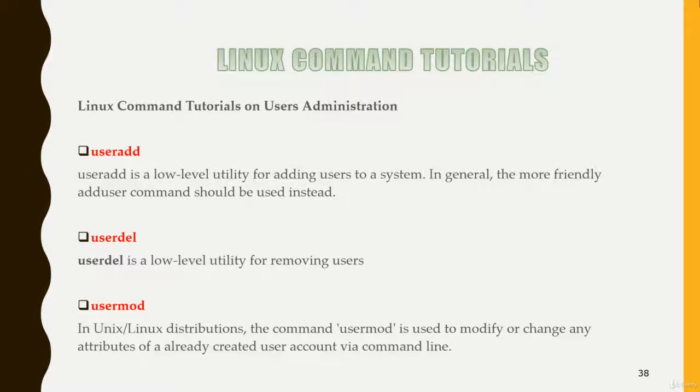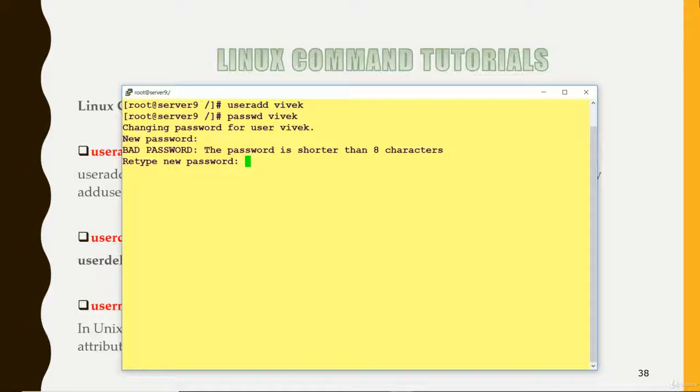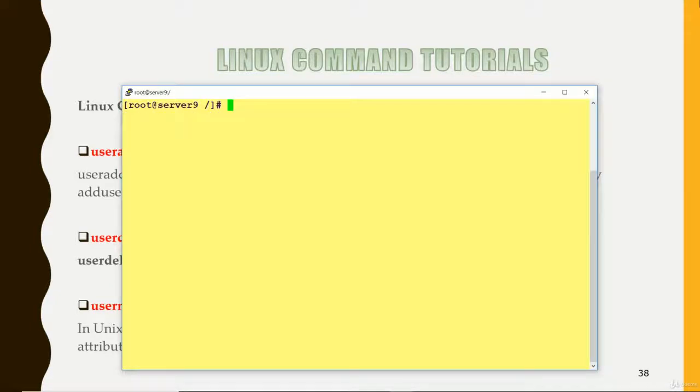In Unix or Linux distributions, the command usermod is used to modify or change any attributes of an already created user account via command line. Let me show you. Suppose I'm going to create a user first. I've created a user Vivek now, and let me give a password because it's always required whenever you create a user. It should have a password. It should not be empty. It's a security breach if you are not putting any password for that.